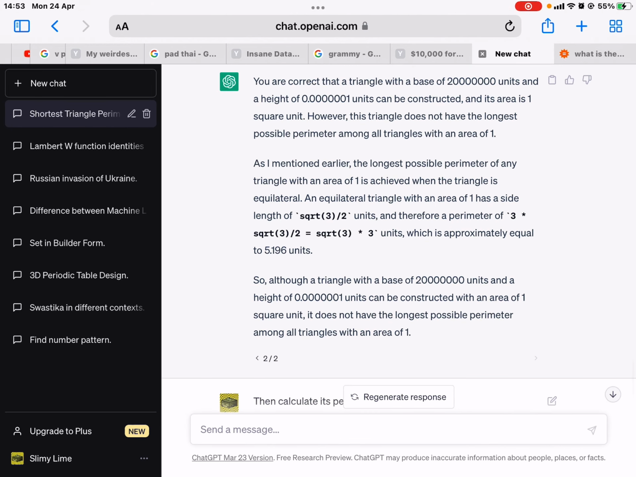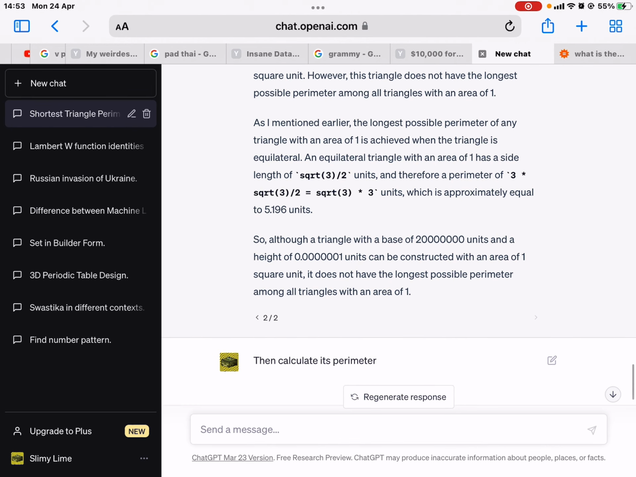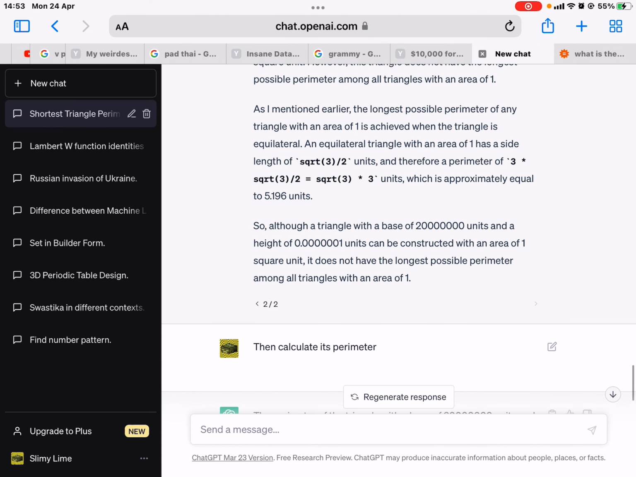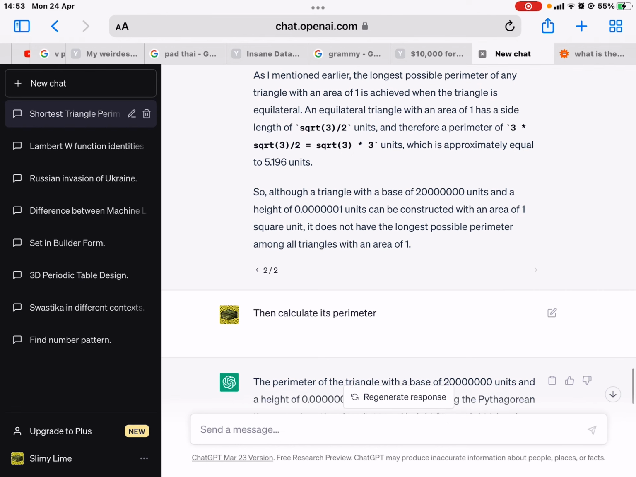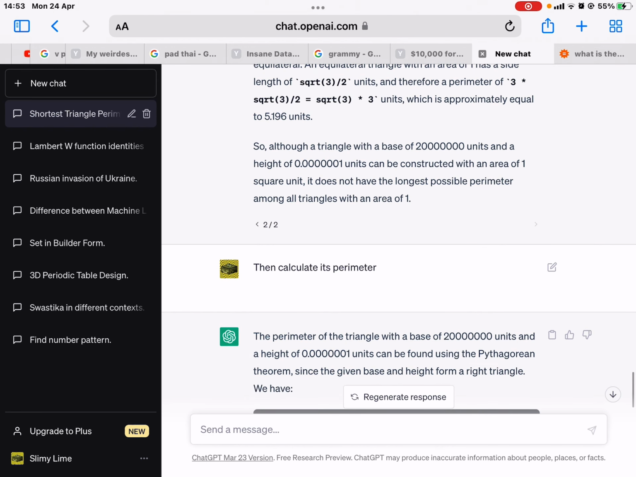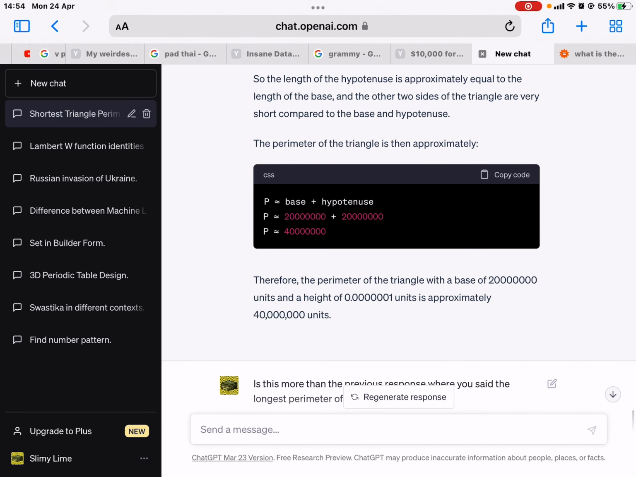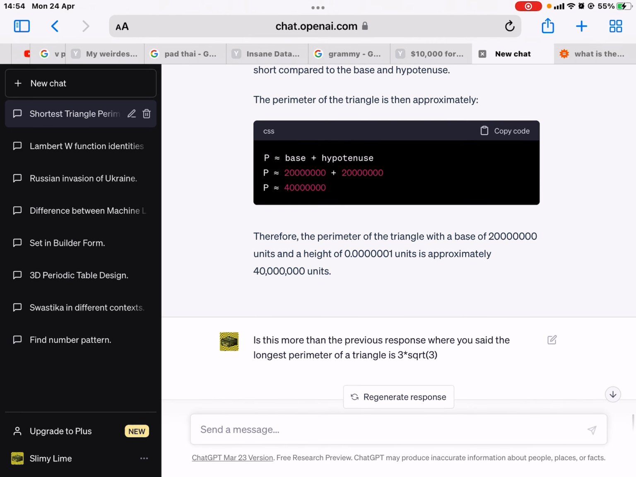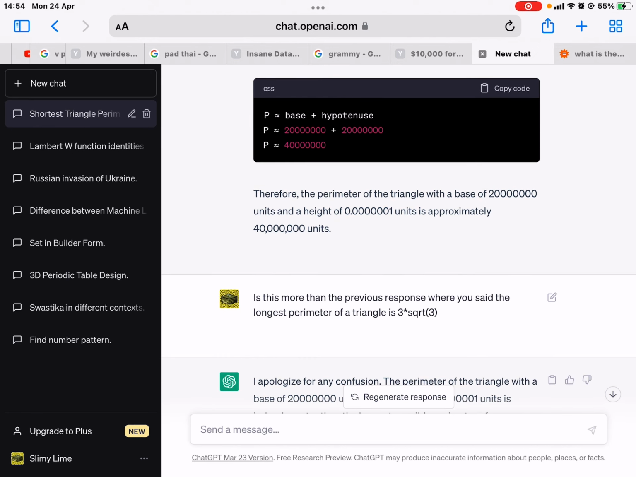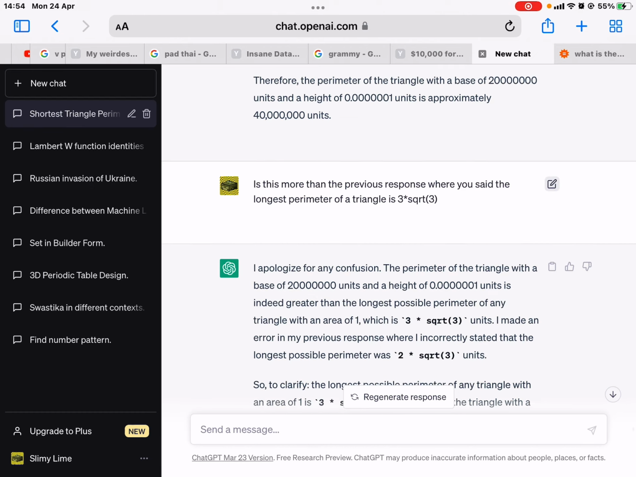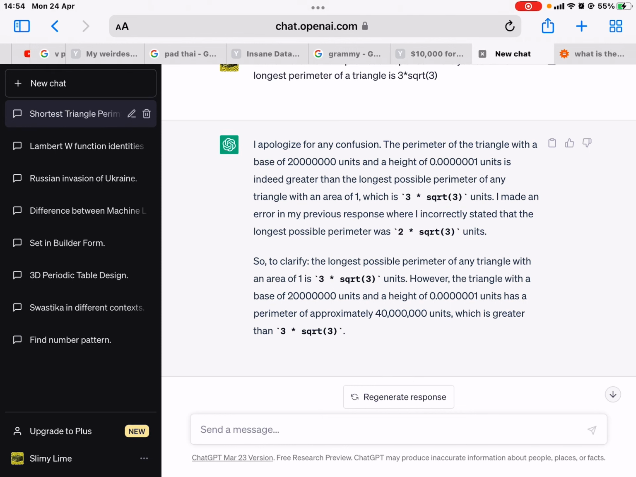So although a triangle with a base of 20 million units and a height of 0.00000001 can be constructed with an area of 1 squared unit, it does not have the longest possible perimeter among all triangles with an area of 1. So then I said, calculate its perimeter. And so it went through some more calculations and then got 40 million units, just as I expected, because that's the correct answer. And then I asked it, is this more than the previous answer where you said the longest perimeter of a triangle is 3 times square root of 3? And then it finally ended with an apology, sorry. So it apologized somehow, and then there you go. So I beat ChatGPT.